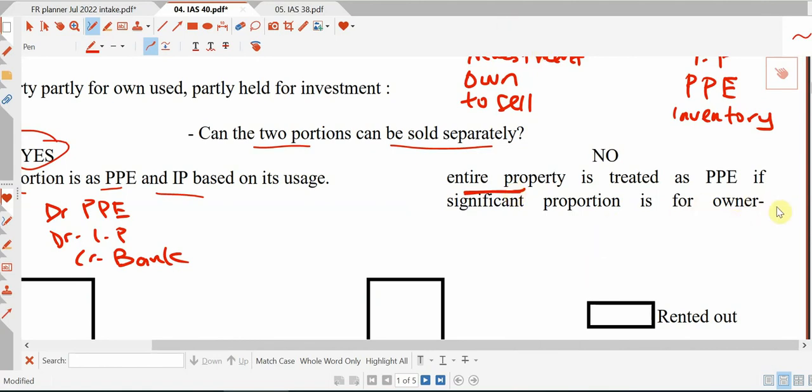If significant portion is for owner, there's some word missing out here. It's for owner occupier. Or owner use. Own use.